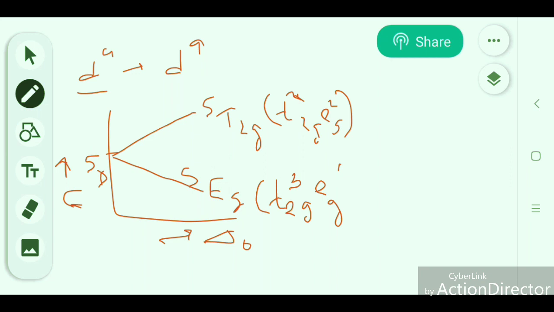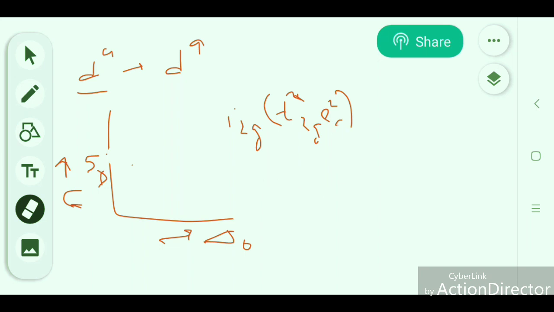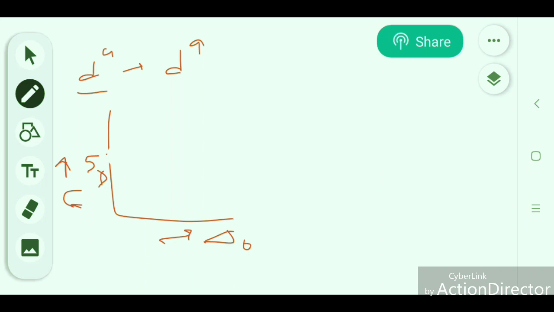And if we see the Orgel diagram of d4 configuration in a tetrahedral field, it will be the reverse of that of the octahedral field. So if this is 5D, then the ground state term for d4 configuration in the tetrahedral field will become T2 as the ground state term, and E will become the excited state term.